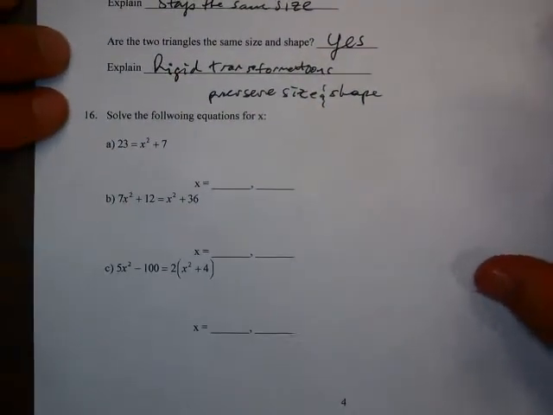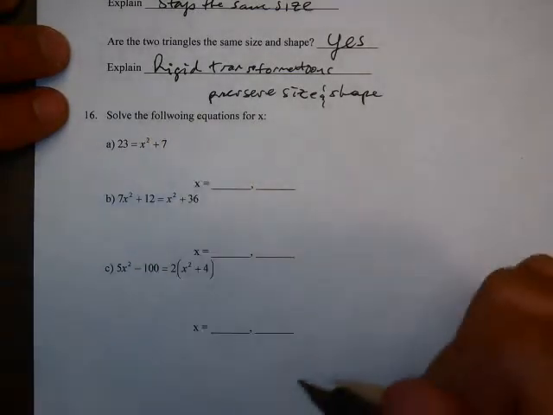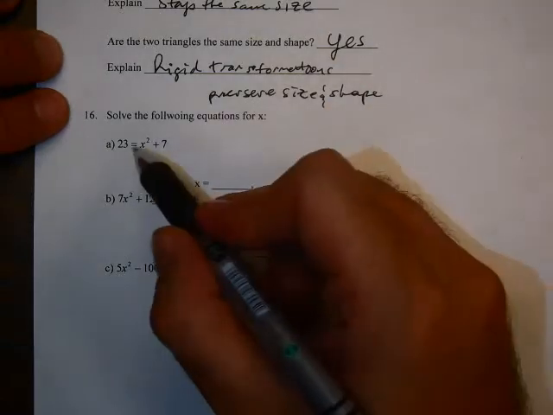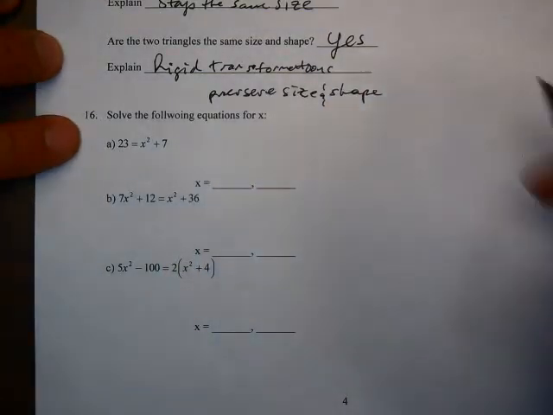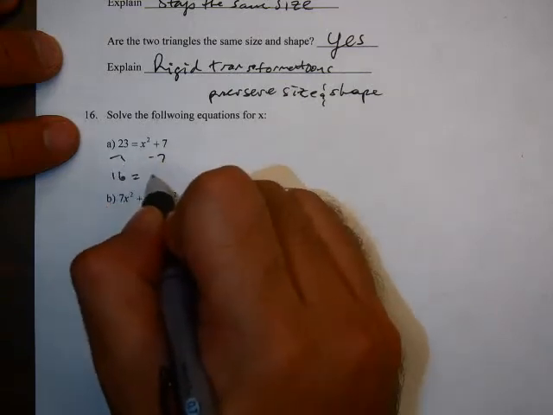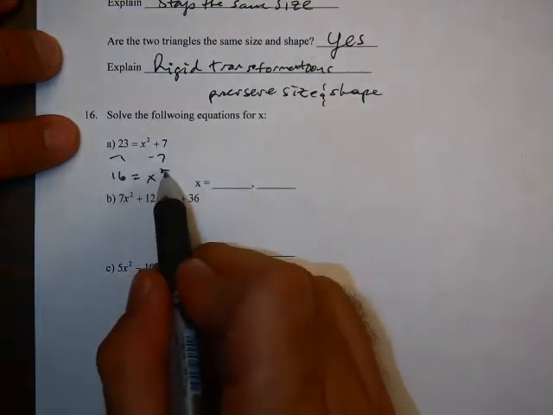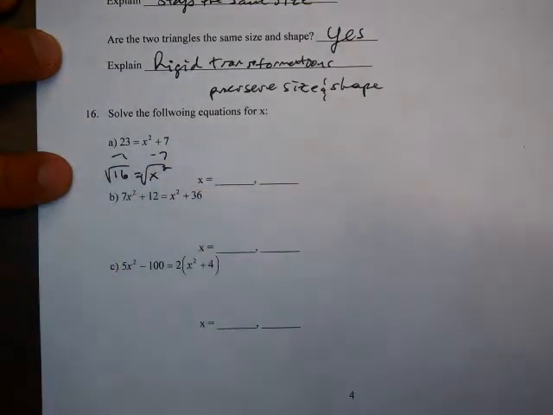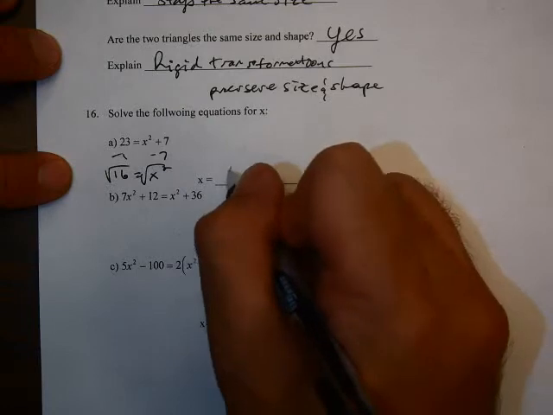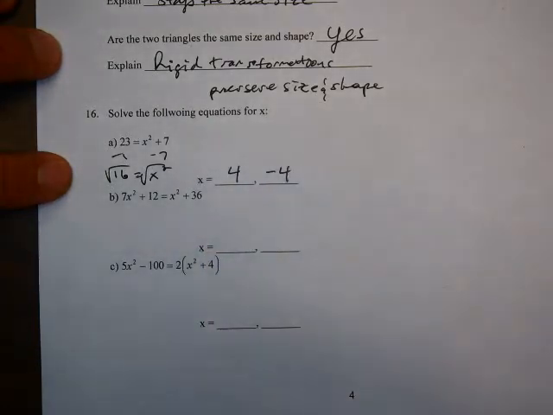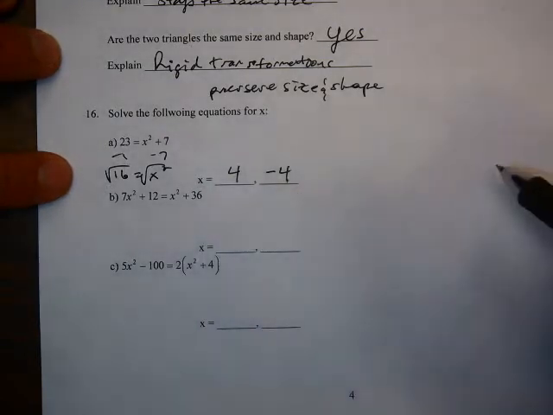Solve number 16. Solve the following, little typo, solve the following equations for x. Just going back to algebra 1. Here with the 23 equals x squared plus 7, what I can do first is I can subtract 7. I get 16 on both sides. And now if I have x squared, to eliminate the x squared, I take the square root of both sides to get rid of the square. That gives me a positive 4 as one answer, and a negative 4 is the other. Remember that negative 4 times negative 4 is also 16. So both of those work, positive 4 and negative 4.